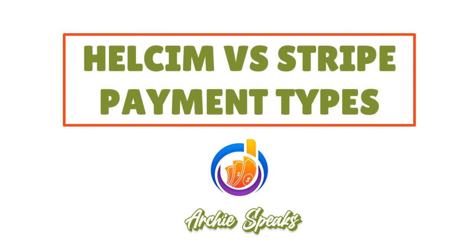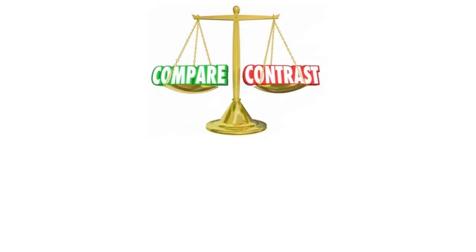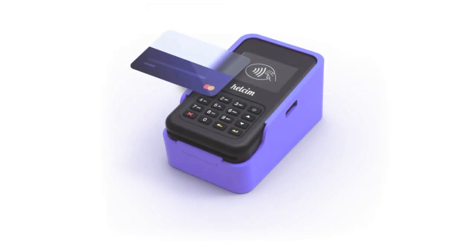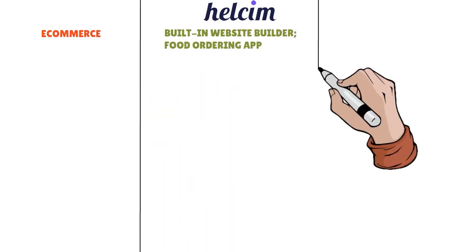So if you're thinking about Stripe versus Helcim this year, let's talk about the payment types. If you want to compare and contrast those two providers, you have to really see which payment types are suitable to your specific operation. So I will be talking about e-commerce, mobile POS, invoicing, recurring billing, virtual terminal, payment links, ACH processing, and international support. When you think about e-commerce for Helcim, you have a built-in website builder and a food ordering app.